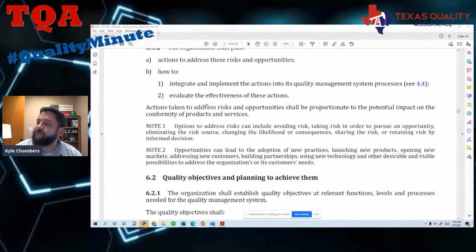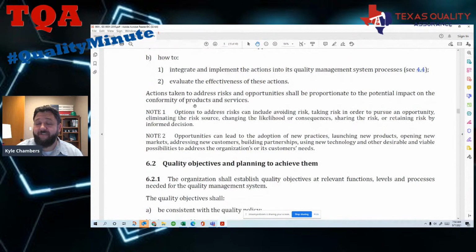So actions taken to address risks and opportunities shall be proportionate to the potential impact on the conformity of products and services. Well, yeah, of course. But again, some folks, we as quality managers take a lot of pride in our work. And so we want to make sure that we've mitigated as much risk as possible. Problem is, if you take risk mitigation too far, you're going to wind up hamstringing your whole organization.